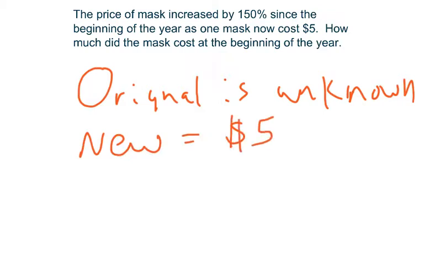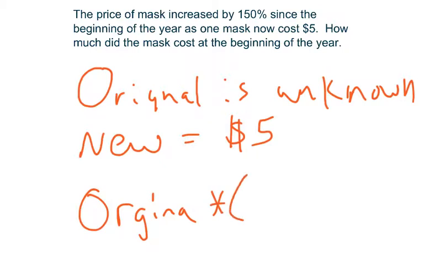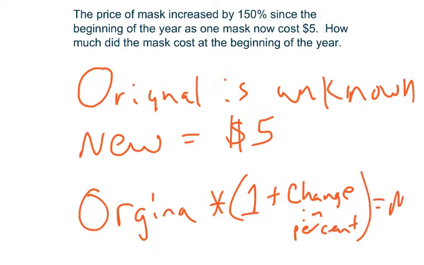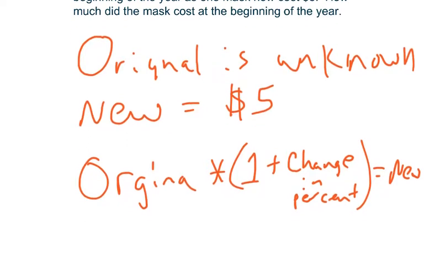So the original times 1 plus the change in percent will equal the new. And so this is your formula to figure this out. So what we want to do is plug in what we know.